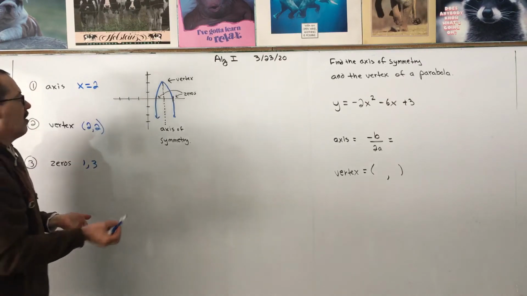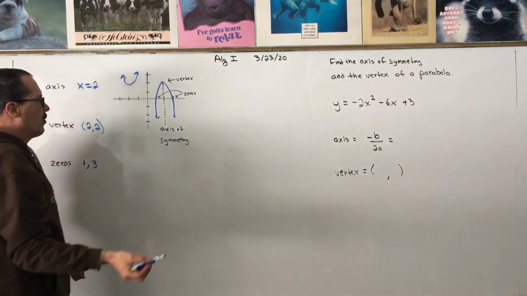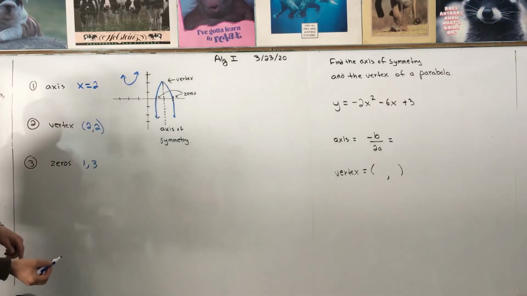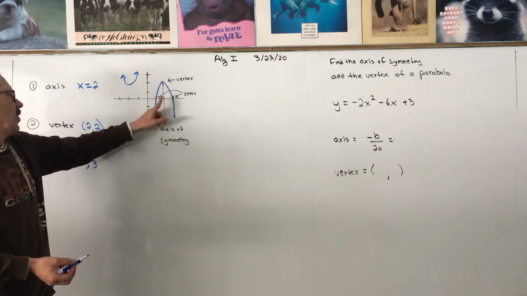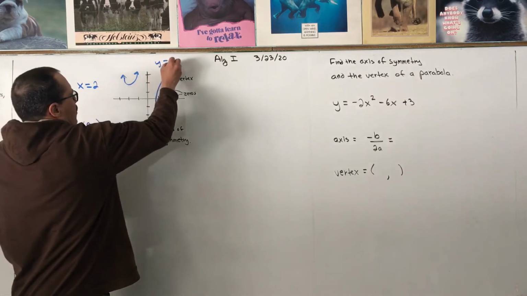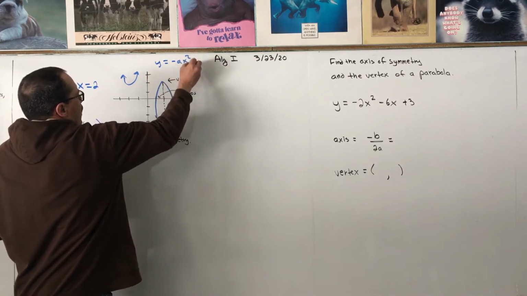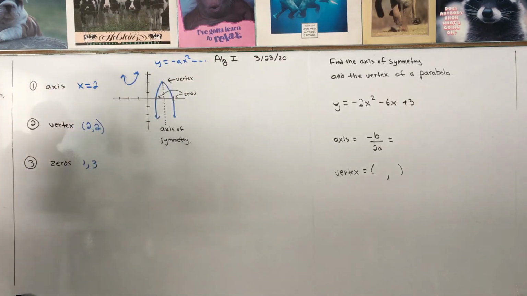Sometimes it doesn't cross at all. If the parabola was up here instead, then there would be no zeros. You just put none. The other thing about this parabola is it opens down, and so this parabola would have y equals negative ax squared plus whatever, but the a would be a negative because it goes down. So a quick review on some things when you're doing your work today. I hope that helps you.